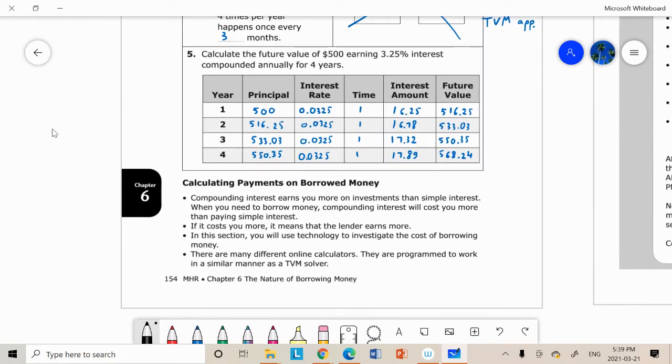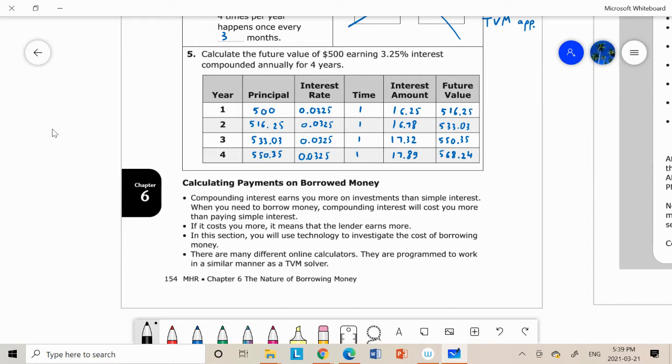So, calculating payments on borrowed money. Compounding interest earns you more on investments than simple interest. When you need to borrow money, compounding interest will cost you more than paying simple interest. If it costs you more, it means that the lender earns more. And in this section, you will use technology to investigate the cost of borrowing money.